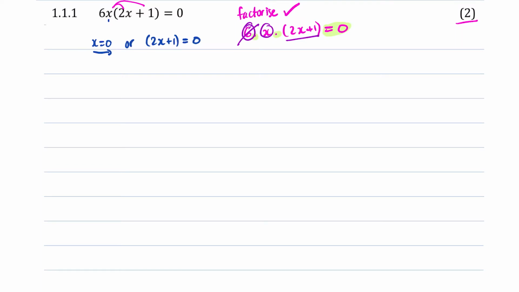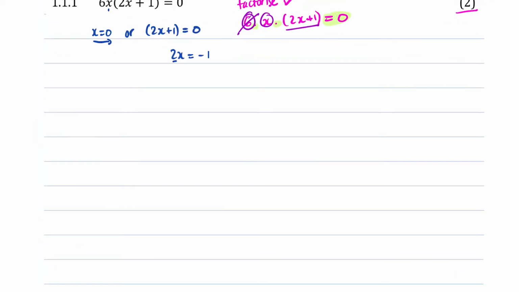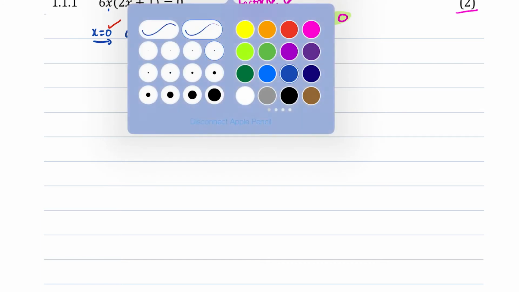But in this one, we haven't got down to a value of x. We're looking for a value of x that will make this bracket equal to 0. So let's solve this mini equation for x. We subtract 1 from both sides: 2x is equal to negative 1, 0 minus 1. Then we divide both sides by 2, and we see that x could be equal to negative a half. And that's where your 2 marks are: one for x equal to 0, and the other for x equal to negative a half.